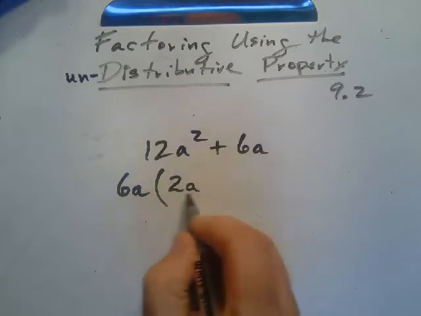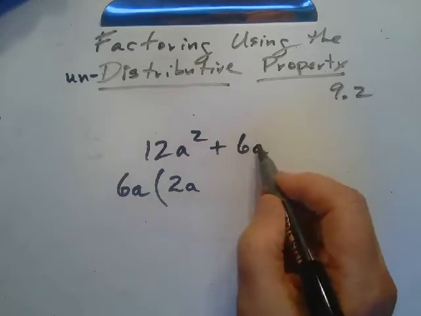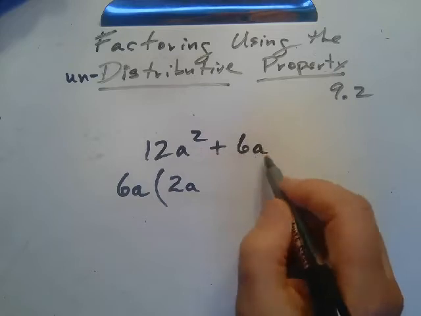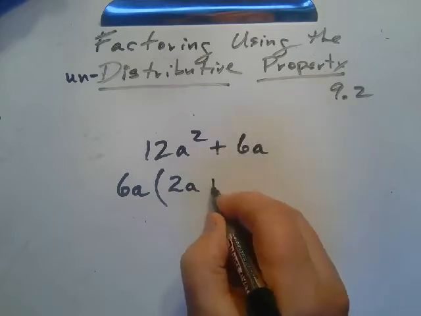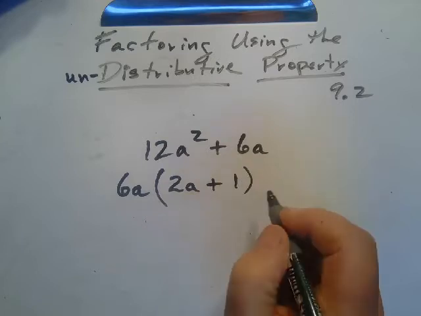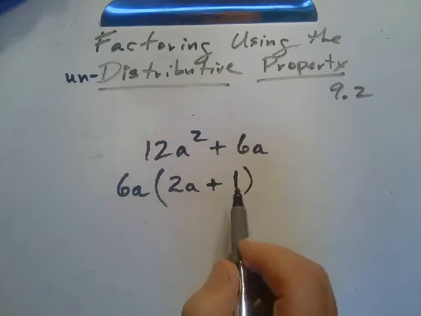Remember, a times a is a squared. And if I take a 6a out of this, well, in fact, I'm taking everything out of that. So I got to leave something behind, so I'm going to leave behind a 1. Sometimes that happens when you take everything out, you have to leave a 1 behind.